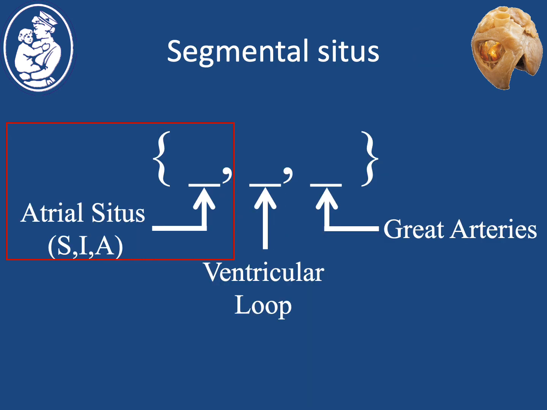So the first letter in our set notation for segmental situs can either be an S for atrial situs solitus, the usual arrangement of the atria, I for situs inversus, or the mirror image arrangement of the atria, or A for situs ambiguus, or indeterminate arrangement of the atria.